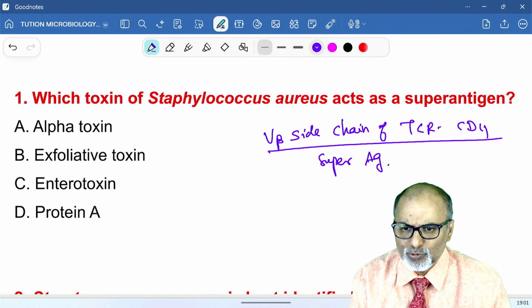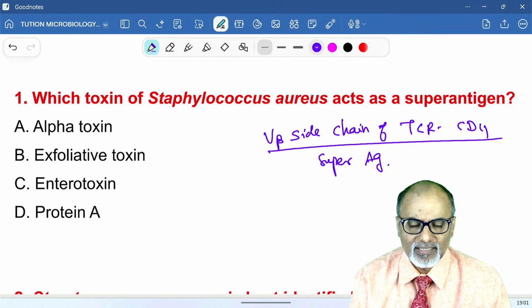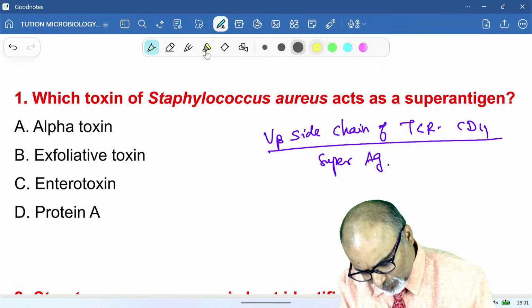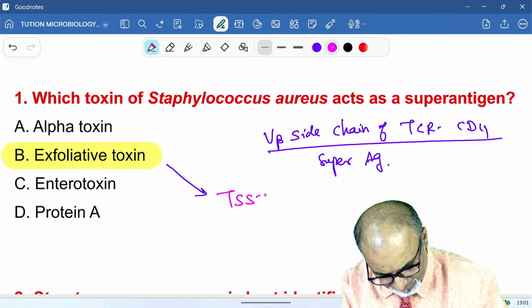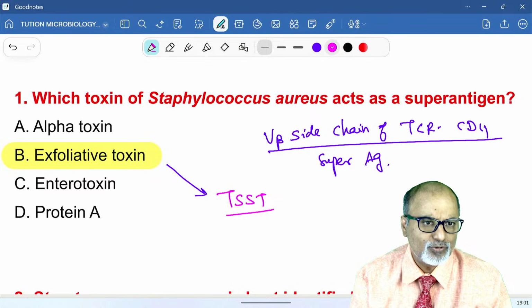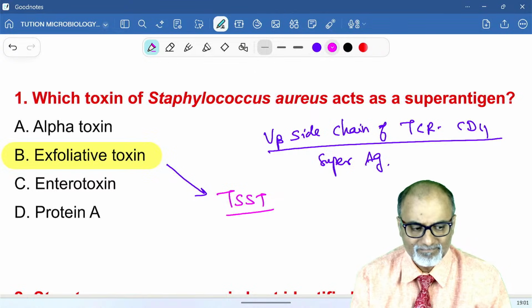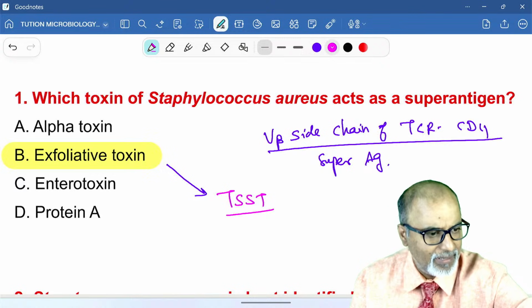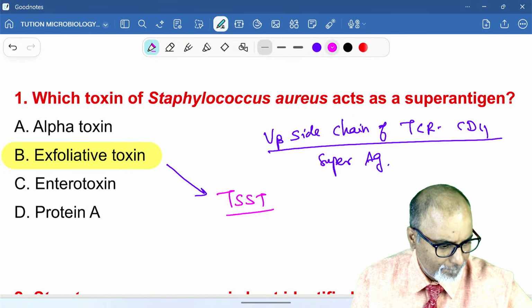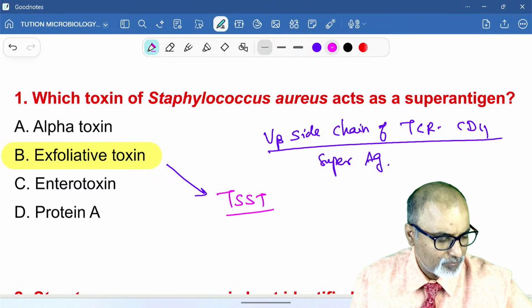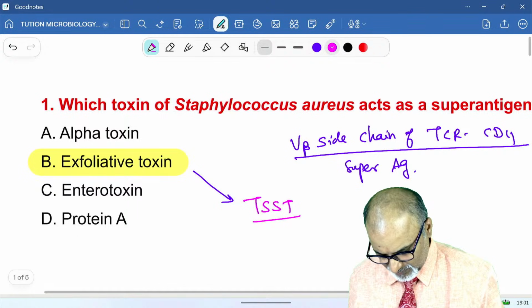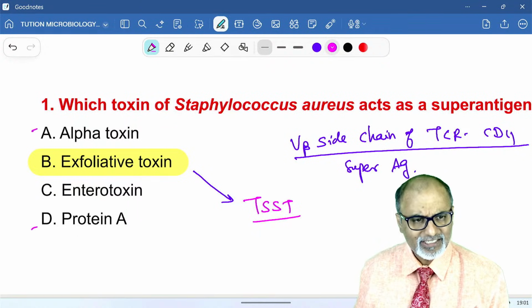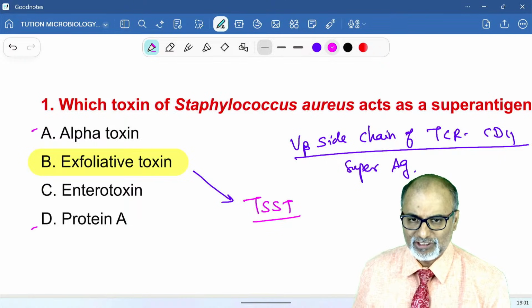The important superantigens of Staphylococcus are exfoliative toxin mainly. Another one is toxic shock syndrome toxin. These are all the major superantigens. Next is alpha toxin, protein A. These are all antigens, virulence factors, but they are not superantigens.